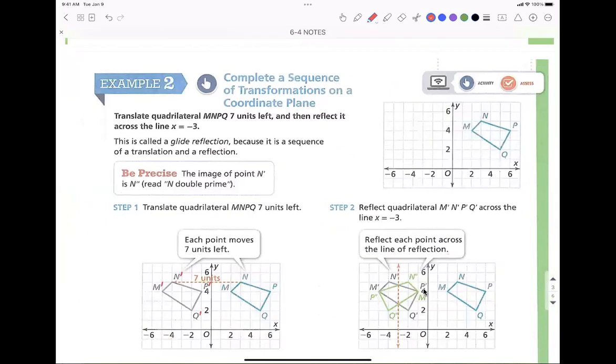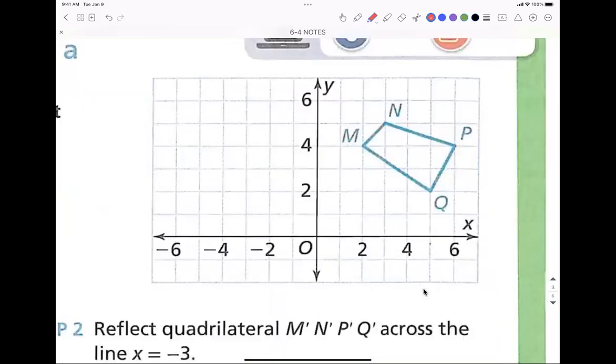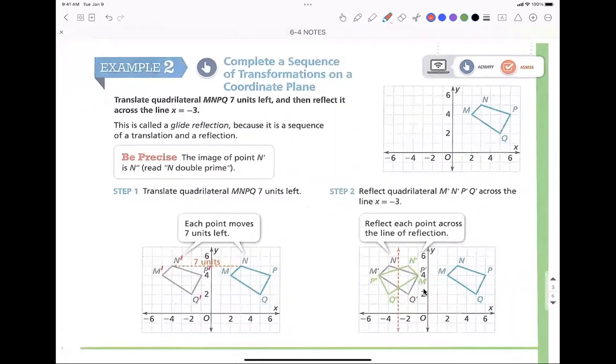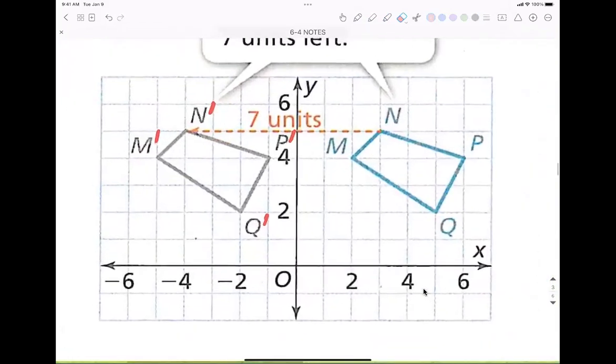Example number 2 is one way you're going to have to do these problems. They're going to give you the pre-image and they're going to tell you, in words, the 2 transformations you need to make. They're going to tell you the sequence. In this example, the first step in the sequence is to translate 7 units to the left. So we're just sliding. To go from the pre-image MNPQ to the translated part, we're sliding 7 units to the left.